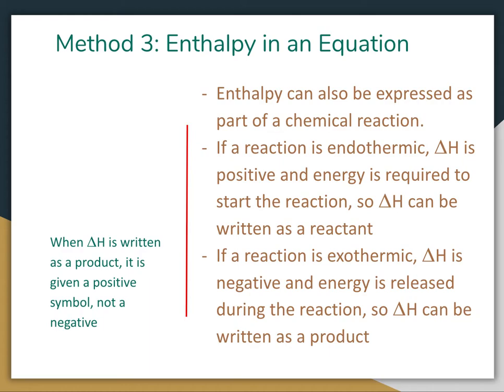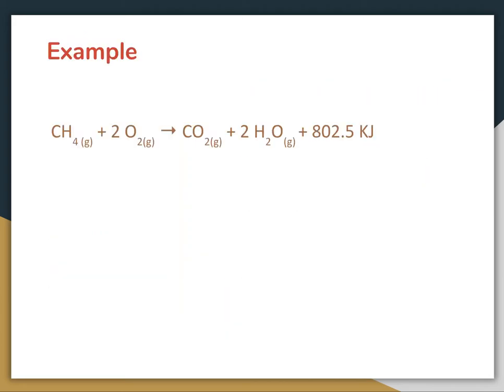If there's a negative sign, it means that energy is a product of this reaction, or at least you're giving energy to the environment. It's being released by the reaction. So we write it alongside the other products. And we do that with a positive sign because the positive sign in chemistry isn't a plus, it's an and. So we'd be saying the reaction of methane and oxygen creates carbon dioxide and water vapor and 802.5 kilojoules of energy.